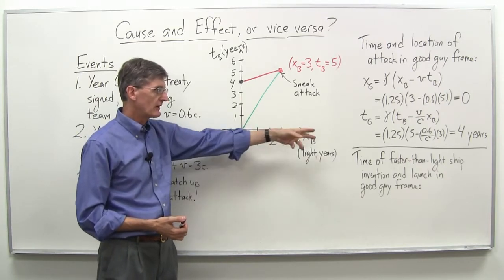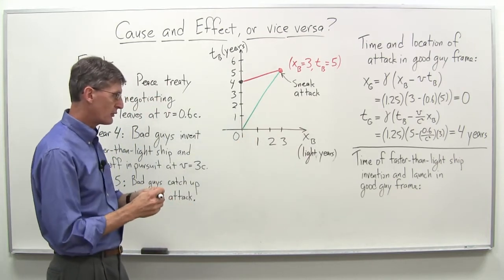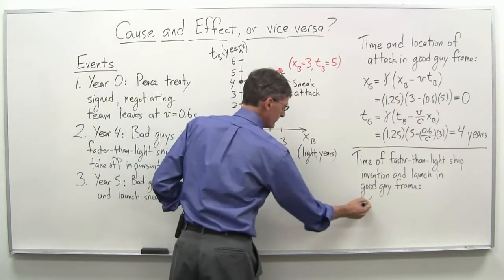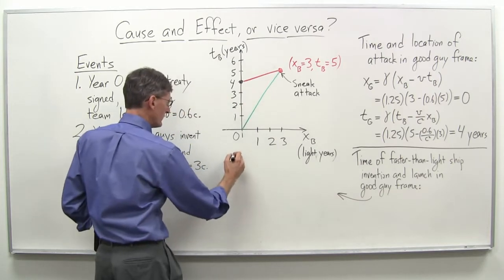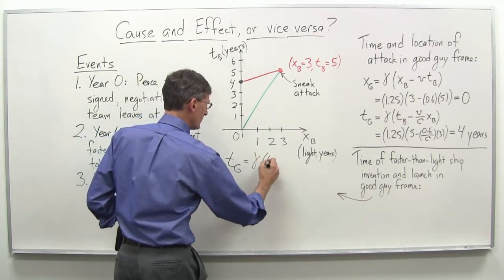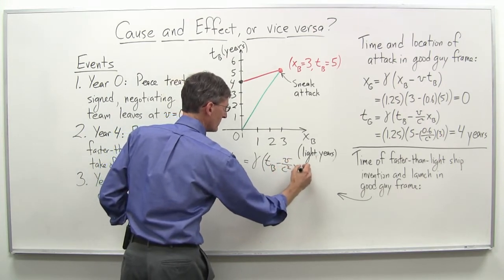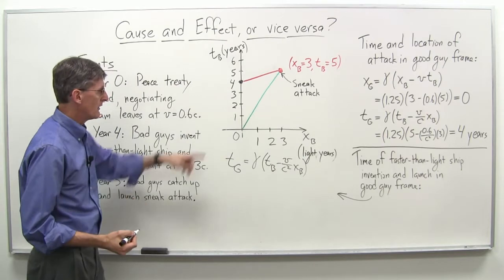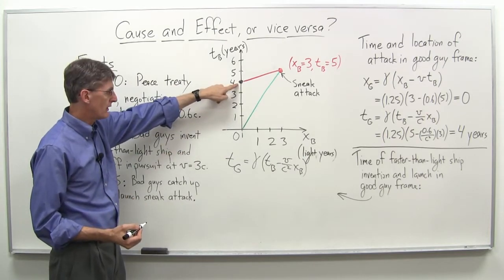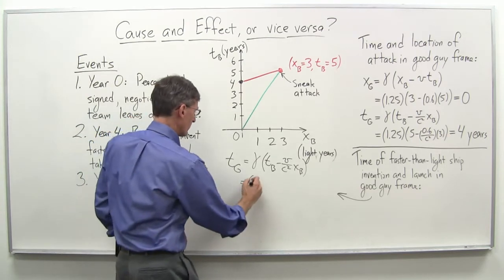We know the sneak attack occurred at 4 years in their frame. Let's see what this does. Same equation again. We'll actually just do it over here. So we have, in this case, t sub g equals gamma times (t sub b minus v over c squared x sub b). And for the invention and launch right here, notice that, we can put gamma in first. We'll do that. So it's 1.25.